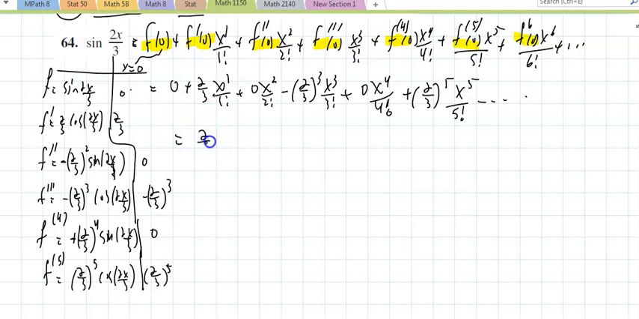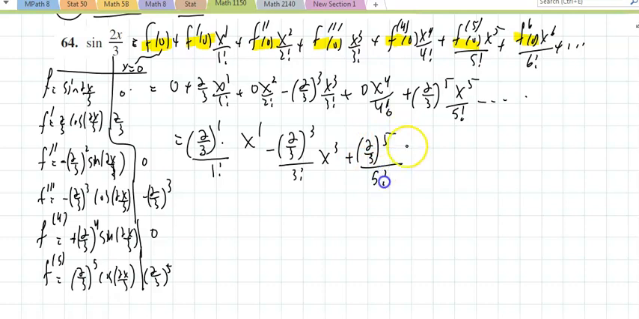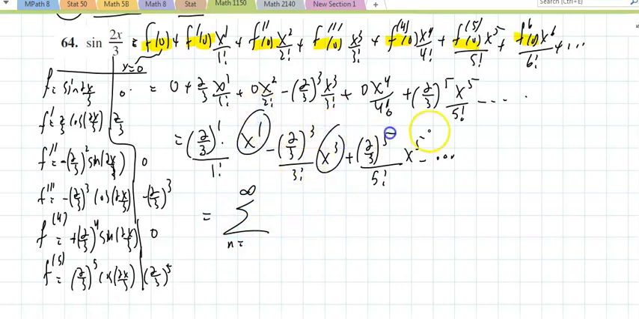And if I look at these terms, I notice there's 2/3 to the 1 x to the 1 over 1 factorial minus 2/3 cubed over 3 factorial x cubed plus 2/3 to the 5th over 5 factorial x to the 5th minus, and the list goes on. That would equal the series n equal to infinity. And let's see. If we tie everything to x, that's why we always want x. 1, 3, 5, you could use arithmetic, or you could say that's 2n minus 1 or 2n plus 1. Even is 2n, odd is 2n plus 1 or 2n minus 1.